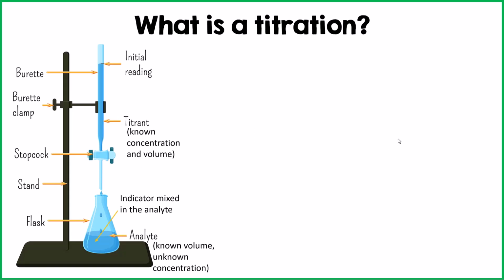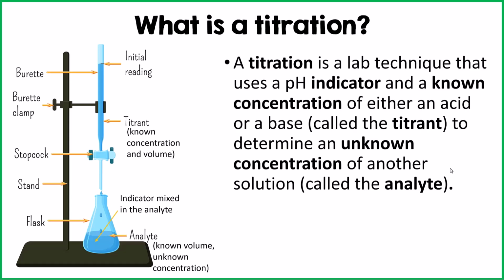And we do that in a lab setting using something called a titration. A titration is a lab technique that uses a pH indicator. So the pH indicator is mixed into this solution here, and a known concentration of either an acid or a base, which is called the titrant. So the titrant is put in this very tall burette here, which has measurements on it. And we know the concentration of the solution that's in here. And we're going to use that to determine the unknown concentration of another solution, which is called the analyte.